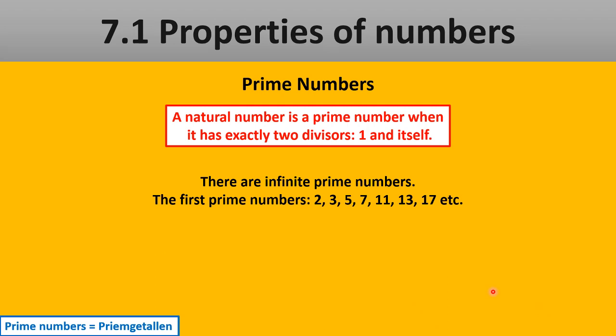And then the last thing I want to talk about are prime numbers and prime factors. We already kind of shortly discussed what prime numbers are in first grade. A natural number is a prime number when it has exactly two divisors, 1 and itself. Right, so there are an infinite number of prime numbers. The first prime numbers are 2, 3, 5, 7, etc. Try it. You cannot find different divisors for 3, 5, 7, etc. It's only 1 and the number itself.